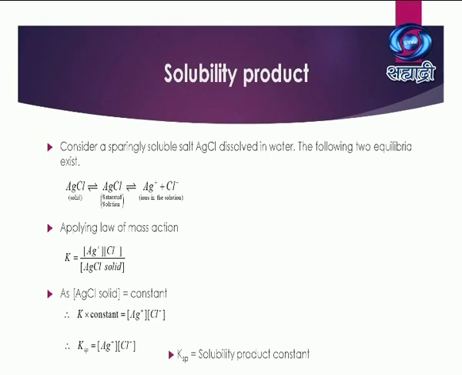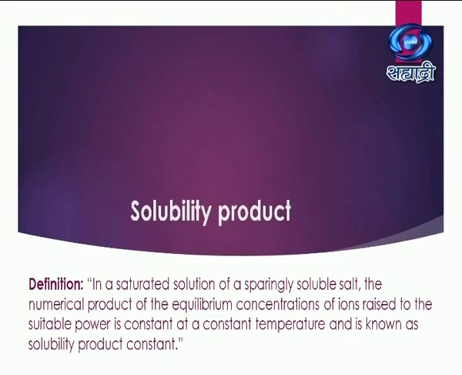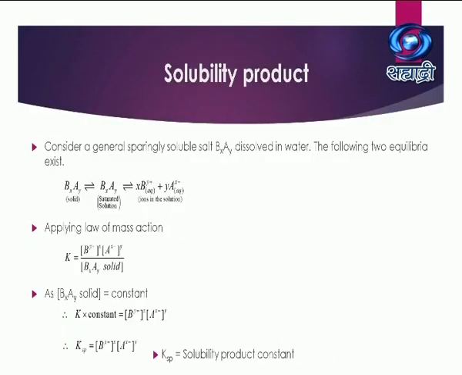So this numerical product of molar concentrations of ions in the saturated solution of silver chloride is always a constant, Ksp, on the left hand side, which is called the solubility product constant. So once again, let's go through the definition. In a saturated solution of a sparingly soluble salt, the numerical product of the equilibrium concentrations of the ions raised to the suitable power is constant at a constant temperature and is known as solubility product constant or simply solubility product.